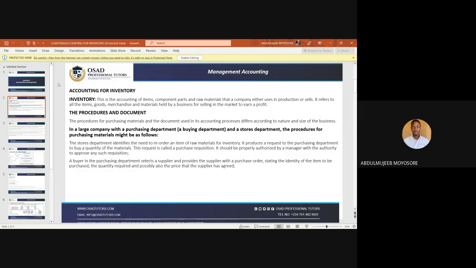Now you see that the steps are a little bit longer. It requires plenty of signatures, plenty of authorization, plenty of documentation, paperwork, different people, because it's a larger firm. Do you understand that? Yes, sir. So that is why they're just trying to tell the difference between a smaller firm and that of a larger firm. Okay.